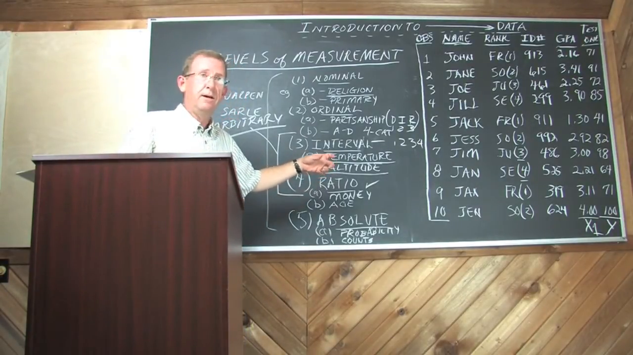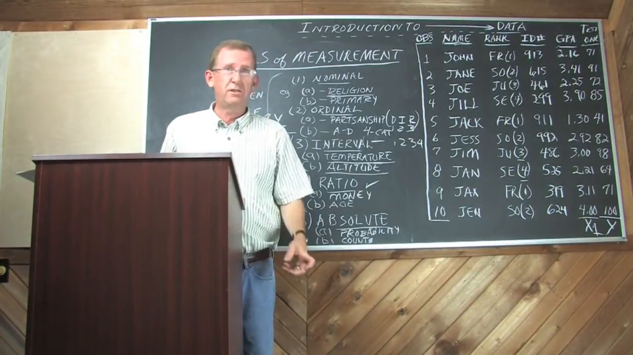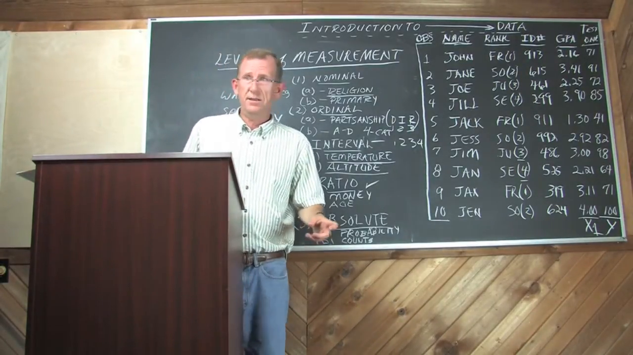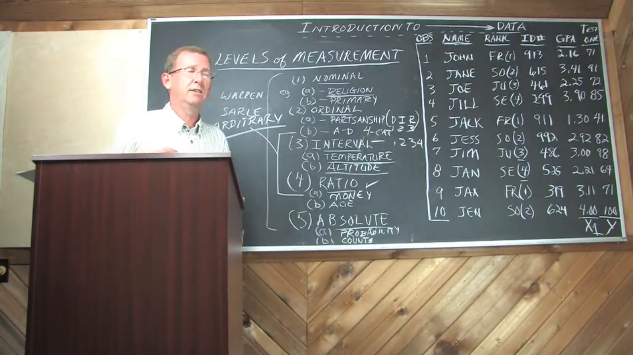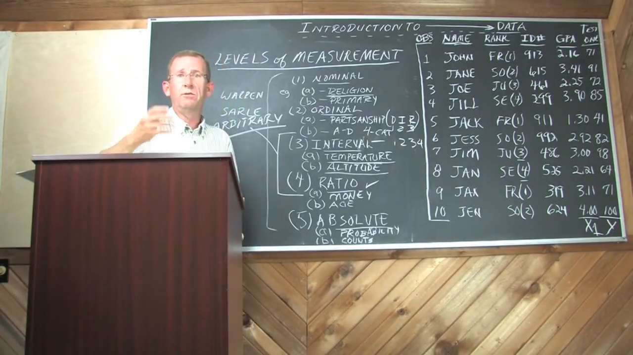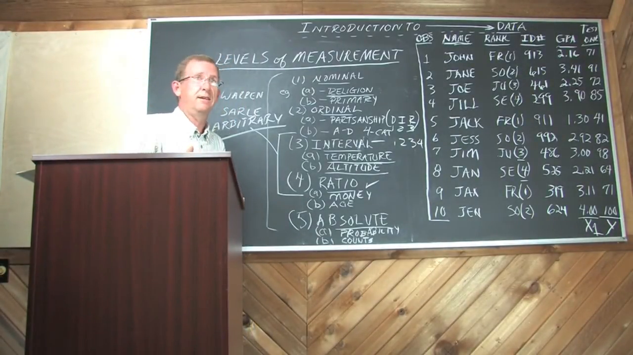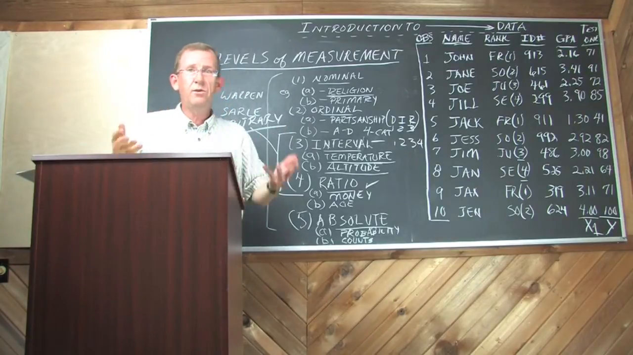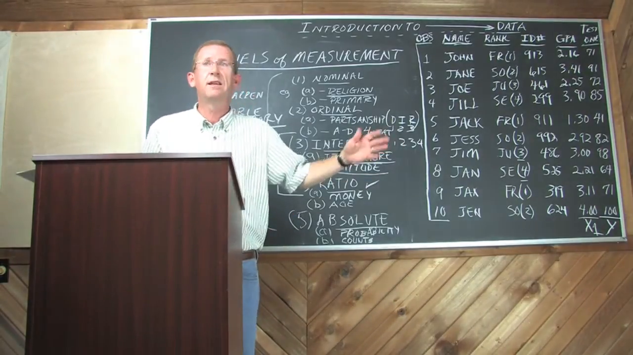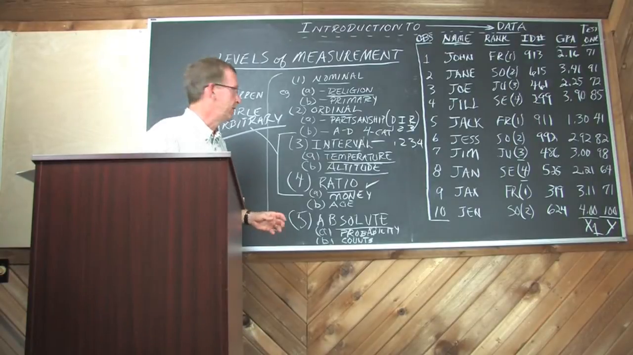Altitude, similarly: once you get to sea level, you can still go further down. The zero there is completely arbitrary, based on where the water is. If you've been to New Orleans, you've actually been below sea level, and hopefully you've been dry.